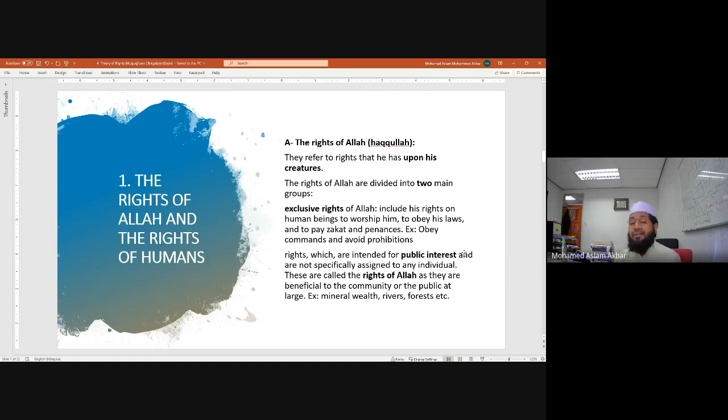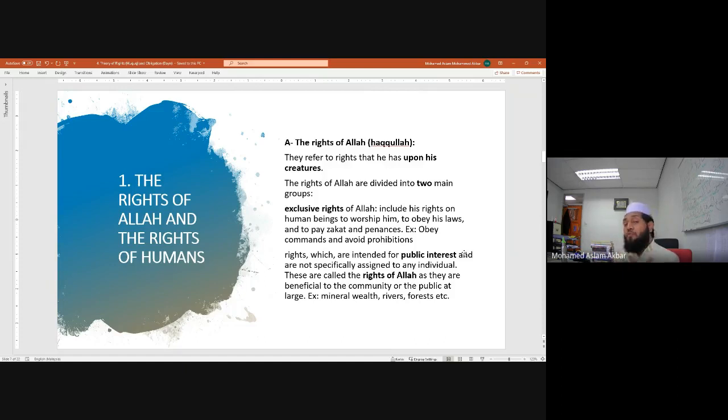we are actually fulfilling the rights of Allah subhanahu wa ta'ala. It is obligatory upon us. It is obligatory upon us that I have to pray. It is obligatory upon me, I have to do fasting. That's why it comes under exclusive rights of Allah.